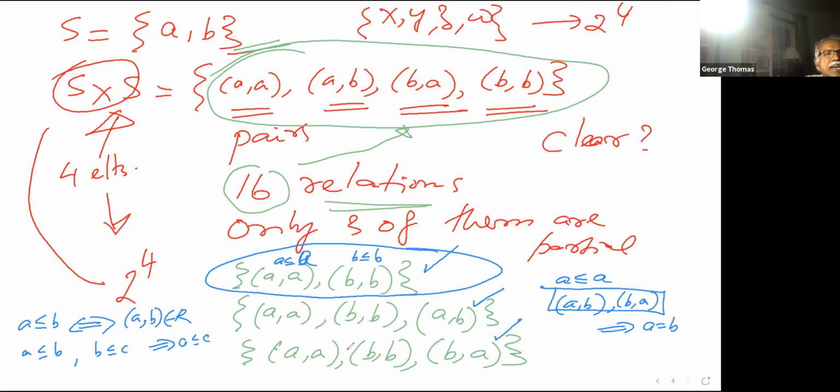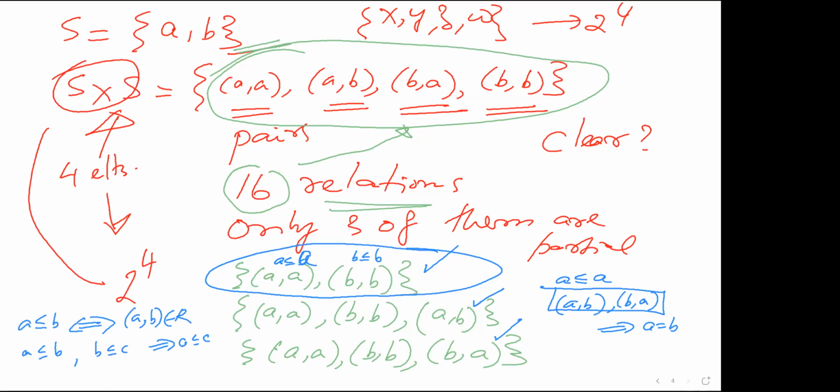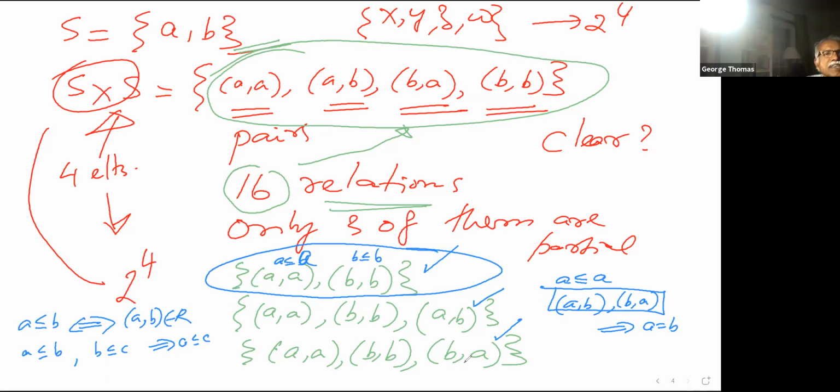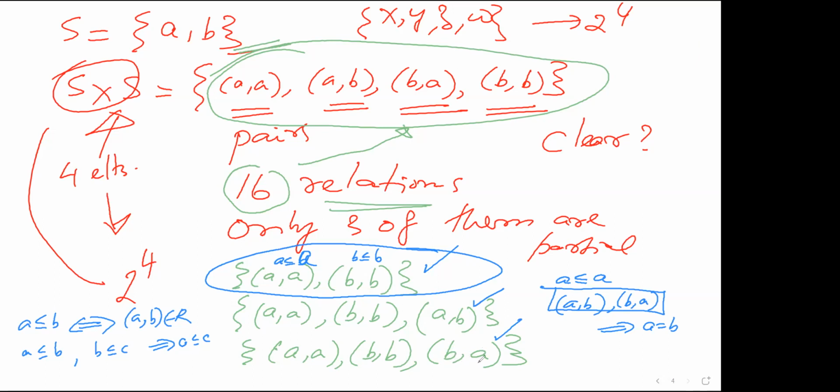How does this relation differ from this relation? Instead of A comma B, you have B comma A.